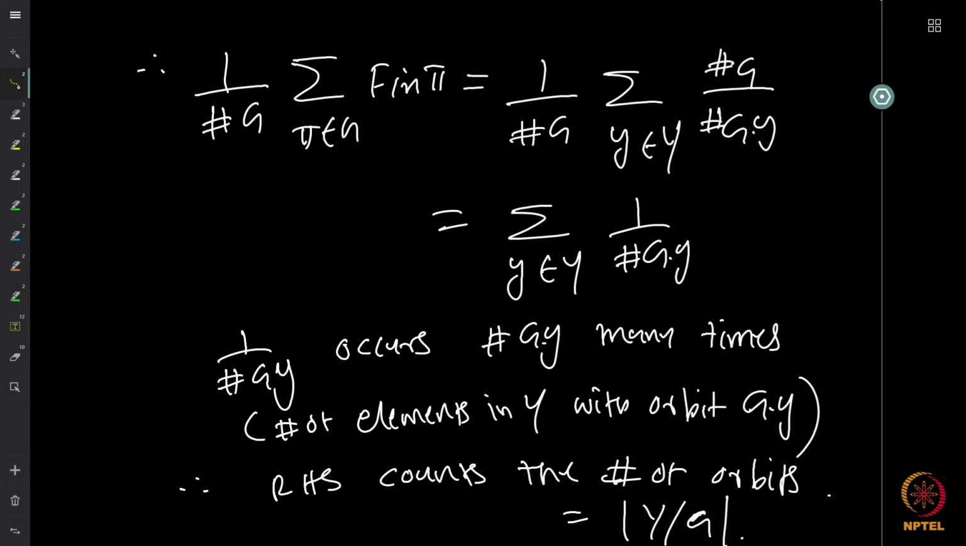So therefore, this is actually counting the number of orbits. The contribution of each orbit is exactly 1. So it counts the number of orbits in the action of G on Y. So that is what we wanted to prove, right? The cardinality of Y mod G is equal to 1 by cardinality of G summation of cardinality of fixed by pi.